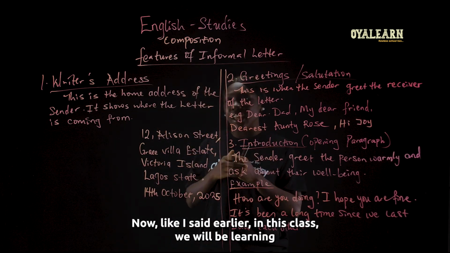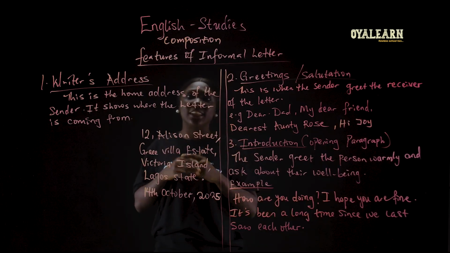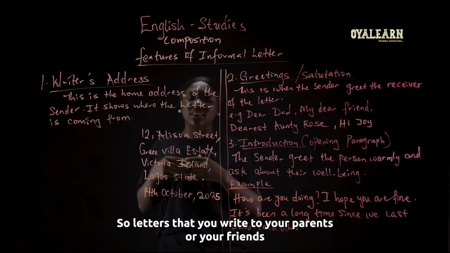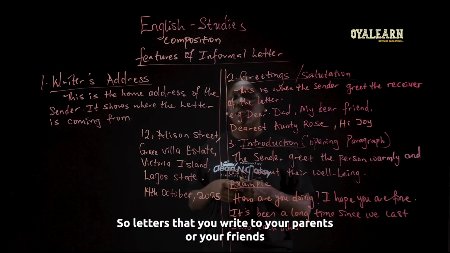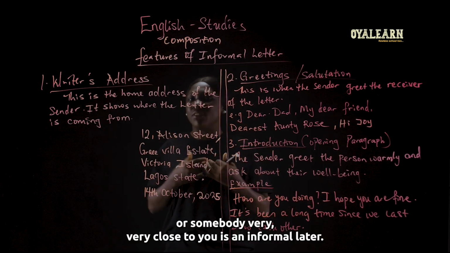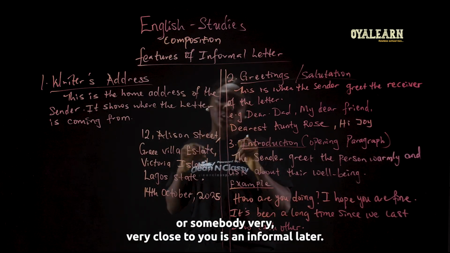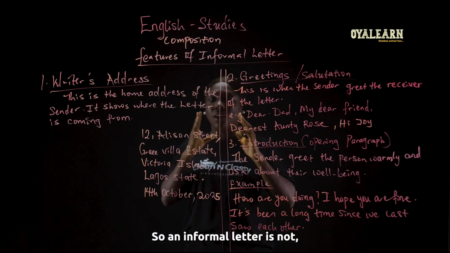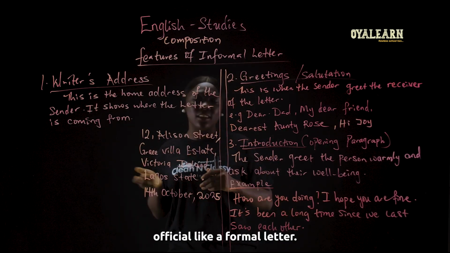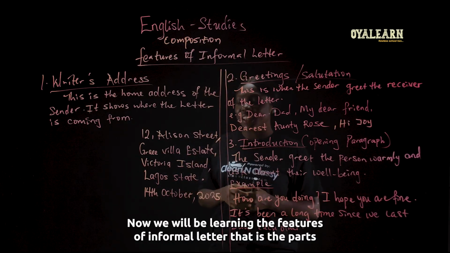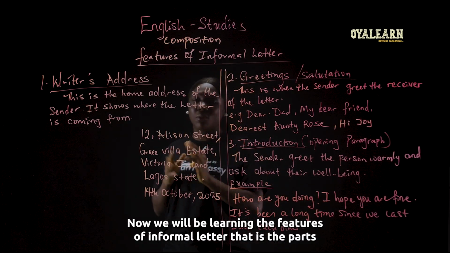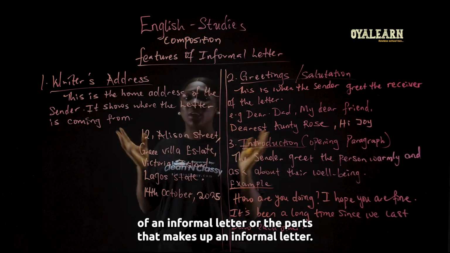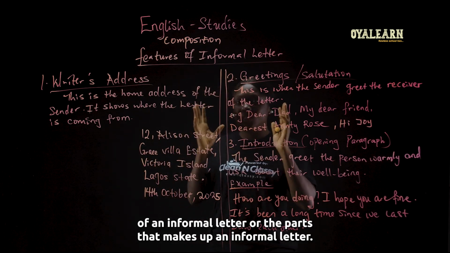Now, like I said earlier, in this class we will be learning the features of informal letter. So letters that you write to your parents or your friends or somebody very close to you is an informal letter. So an informal letter is not official like a formal letter. Now we will be learning the features of informal letter. That is the part of an informal letter, or the part that makes up an informal letter.